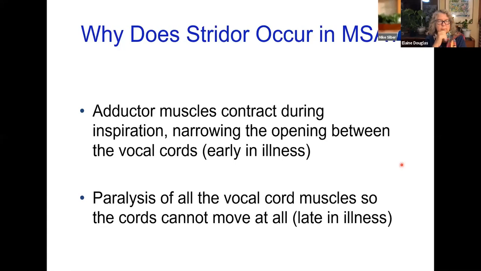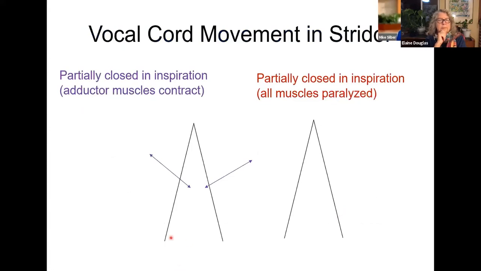Later in the disorder, there's such problems in the brain stem that the nerve cells that control both the adductor and abductor muscles stop functioning altogether, and the vocal cords just sit there, not completely closed, but very narrow, and they don't move in, they don't move out. So here, this illustrates it.